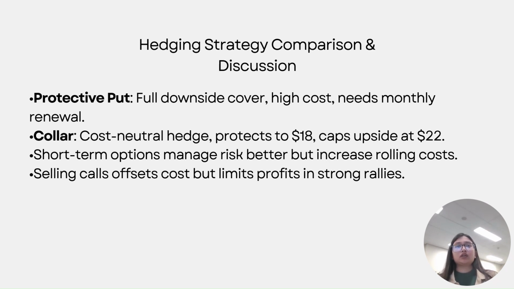And the zero-cost collar is a cost-neutral hedge. It protects us down to $18, but caps any gains above $22. This works well if we were willing to trade off some upside for lower hedging costs. We specifically chose these short-term options for greater responsiveness to market movements. And yes, it increases the number of transactions, but it allowed us to stay closer to the market.